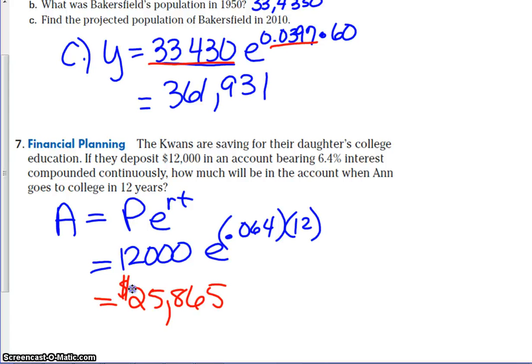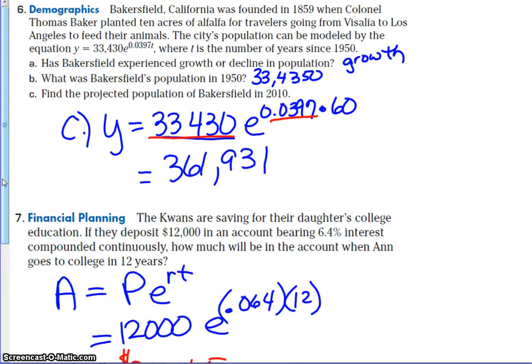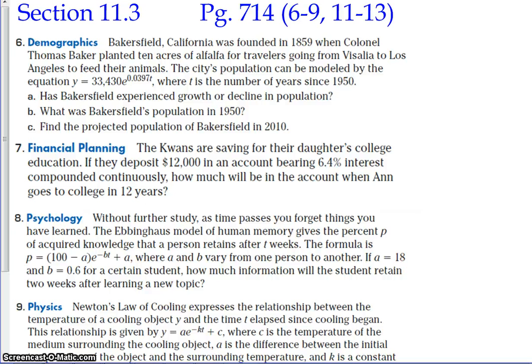So hopefully you got a good idea of how we use the continuous compounding formula and when we have growth and decay. I do want you to do this assignment on page 714.